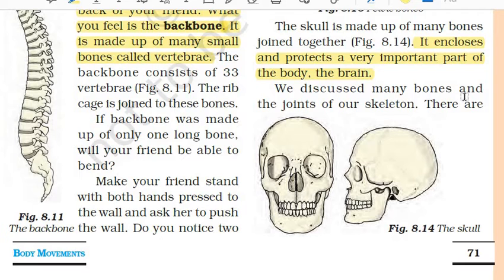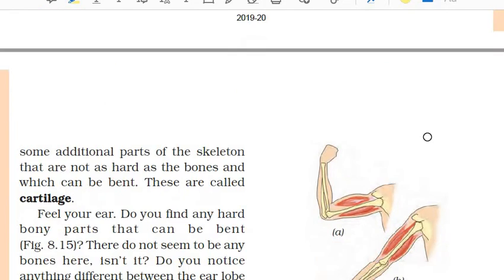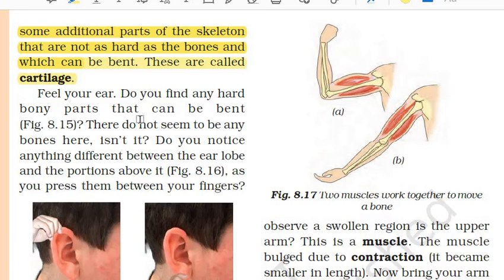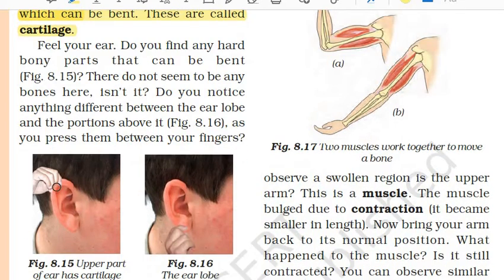We discussed many bones and the joints of our skeleton. There are some additional parts of the skeleton that are not as hard as bone, which can be bent. These are called cartilage. Do you see where the cartilage is found? It is found in the ear.